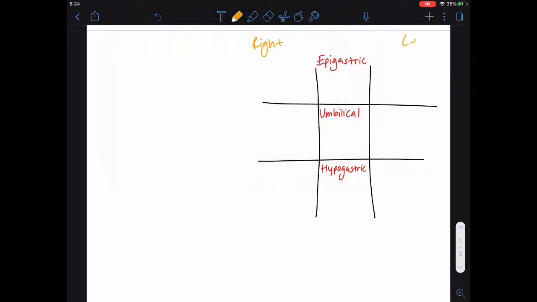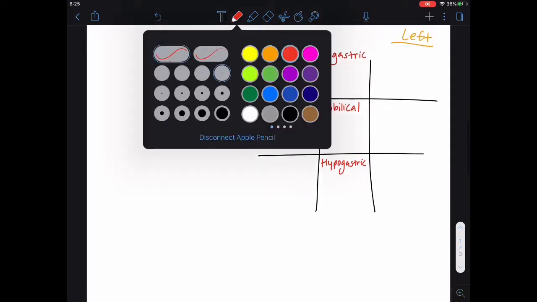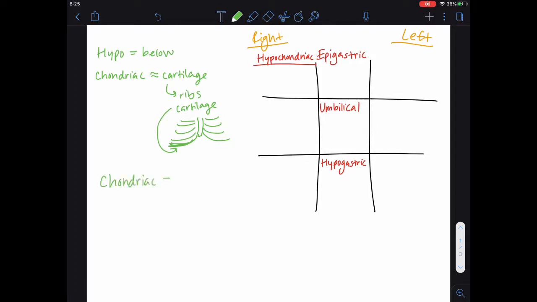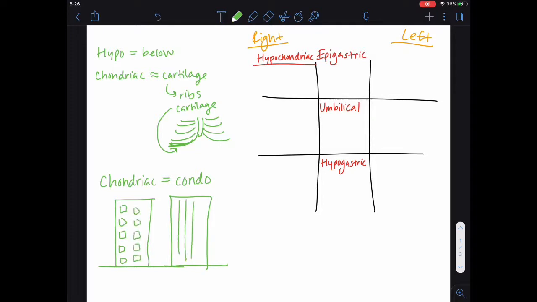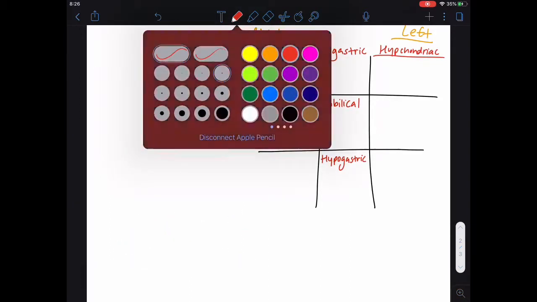Then, moving on to the right and left regions. We have hypochondriac on top, which means below cartilage, as in your rib cartilage, but a more random way to think about it is by thinking of it unrelated to the meaning of the word and relating it to what it sounds like. Chondriac kind of sounds like condo, and I know condos are up on top in high buildings, so that's how I know it's the top region of the left and right regions in the abdomen.